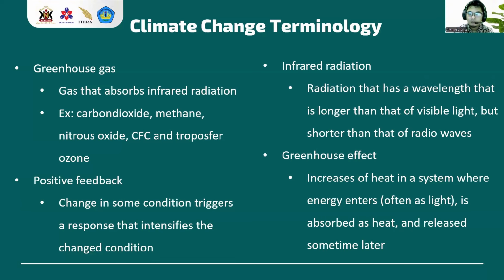Lastly, we have positive feedback. This means that a small change can lead to an even bigger change. For example, when ice melts due to warming, it exposes darker surfaces like ocean or land. This darker surface absorbs more heat, which causes even more ice to melt, and the cycle continues. Understanding these terms helps us to see the bigger picture of why climate change is happening and why it is important to take action.